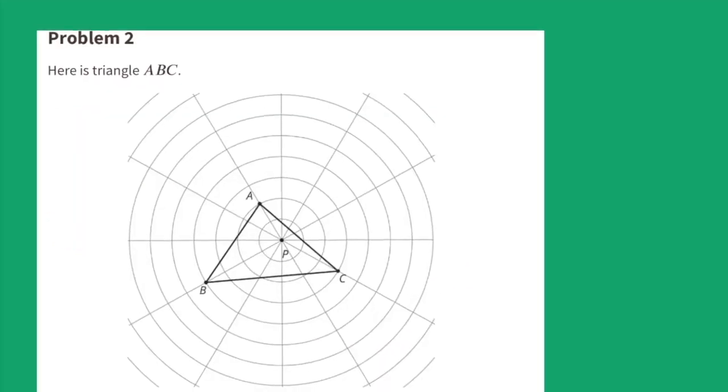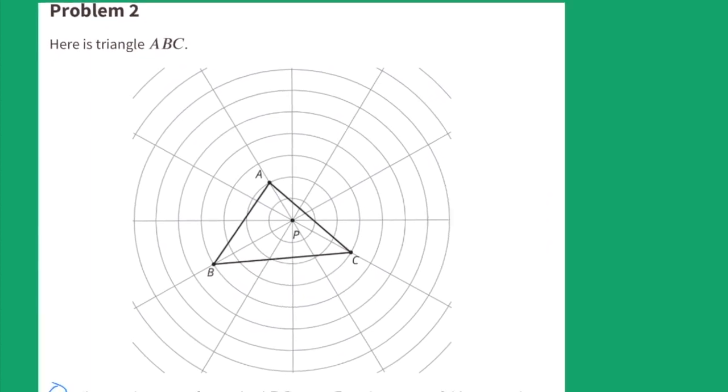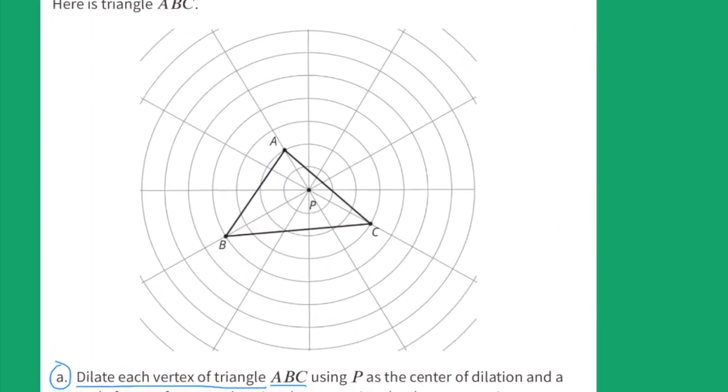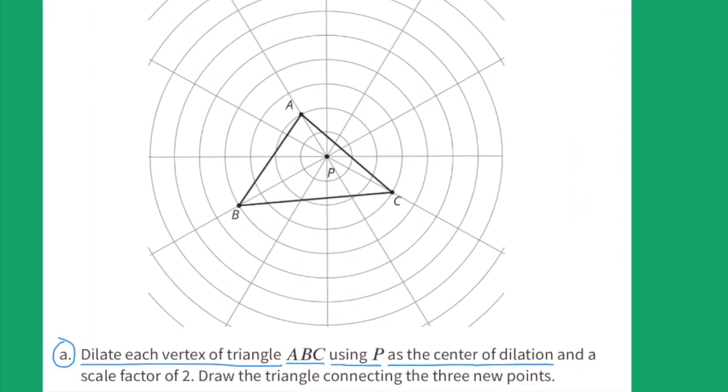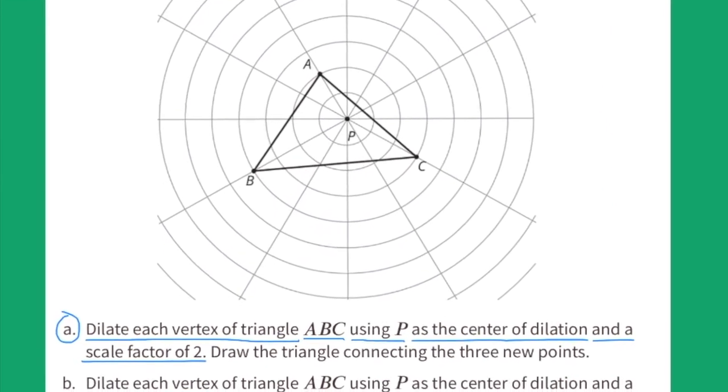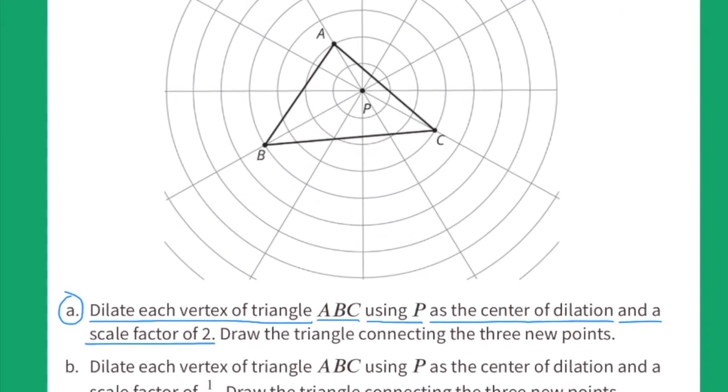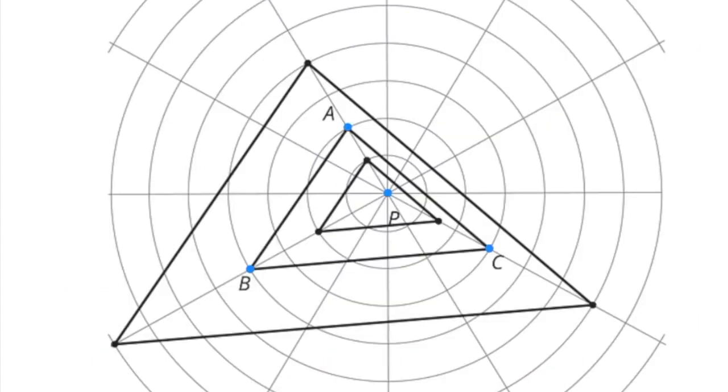Problem number 2. Here is triangle ABC. A. Dilate each vertex of triangle ABC using P as the center of dilation and a scale factor of 2. First, I'll trace triangle ABC in blue. You can see that P represents the center of dilation.